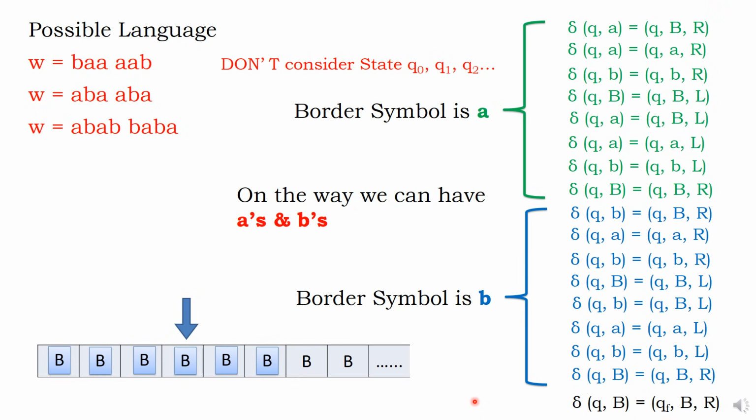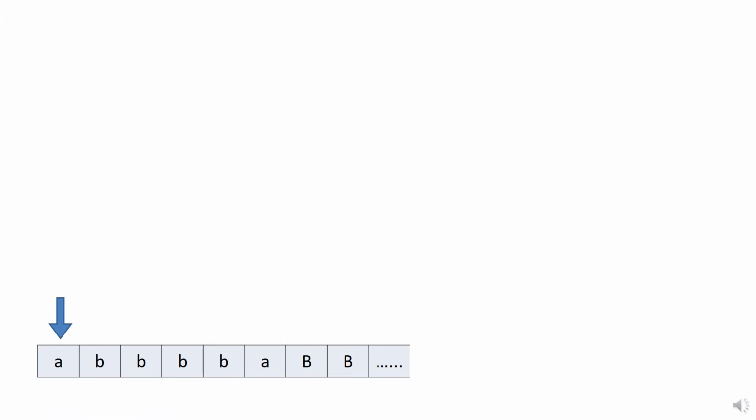Now, I suggest you pause the video, rewind it and understand carefully. Then you go for states Q0, Q1, Q2. Now, let us start the Q0, Q1, Q2 discussion.